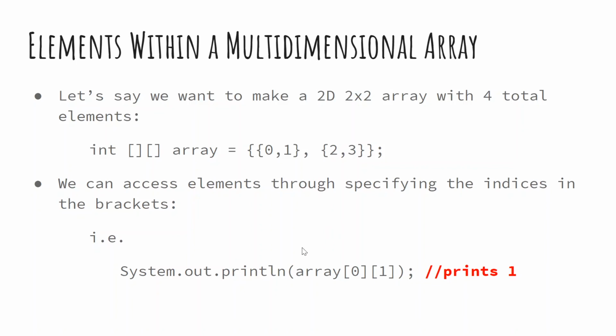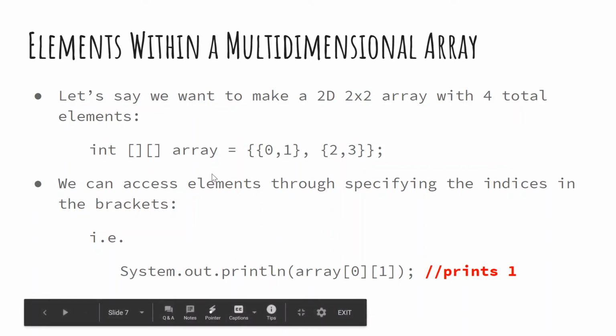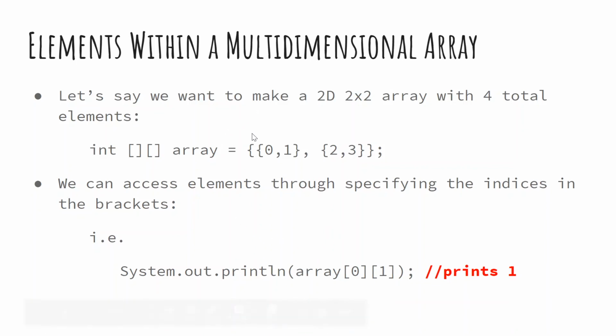So in array 0, first we would go to the 0th index. This specifies the first array within this 2-dimensional array, and that contains the elements 0 and 1. And then we would go to the first index of that smaller array. And so the first index of that smaller array is 1, and therefore it prints 1.